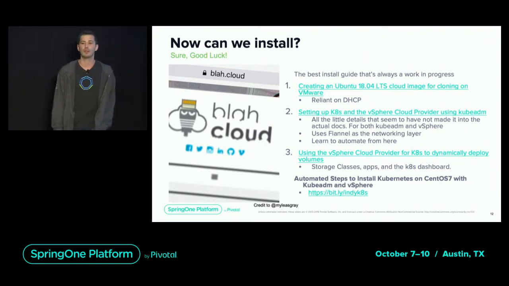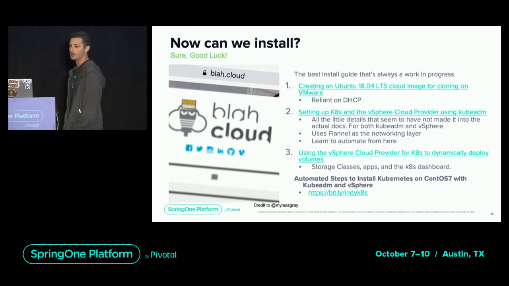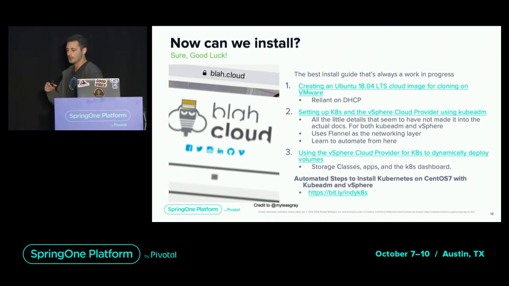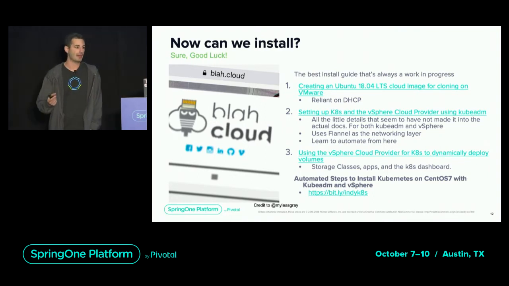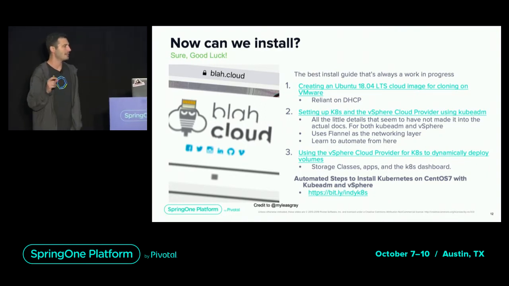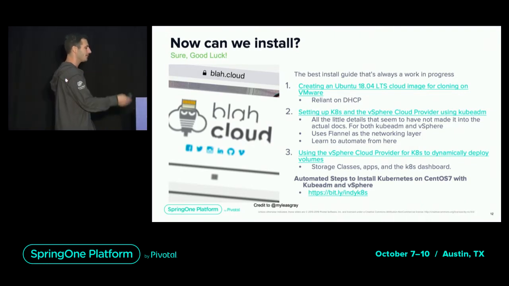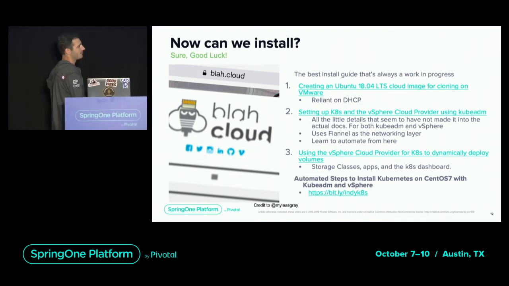However, number 2 is where a lot of the good juice is. If you go into here, this is where you figure out how to set up Kubernetes using the vSphere cloud provider, utilizing Kubeadm to do my deployment, and Flannel as a networking layer. From here, you can learn and figure out if you want to automate it from here on out.